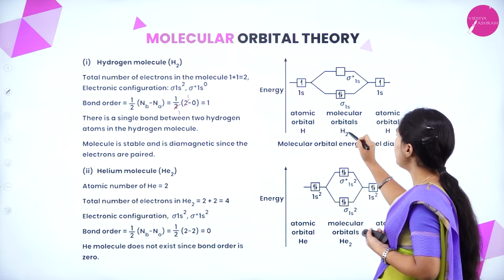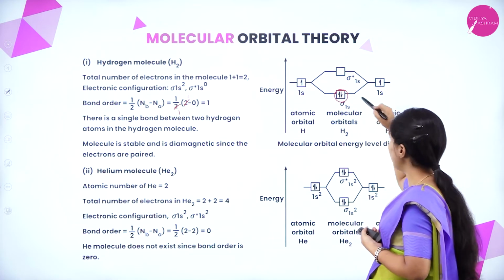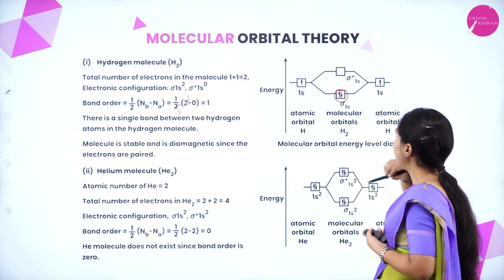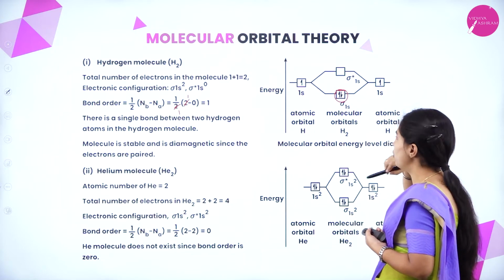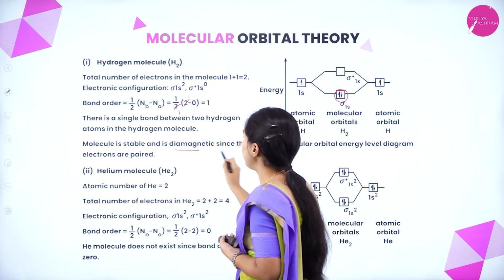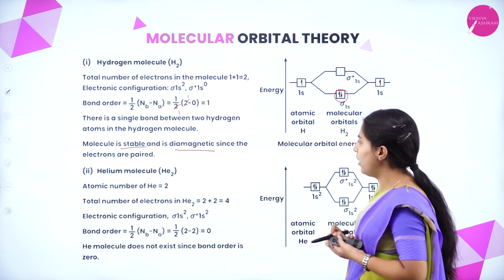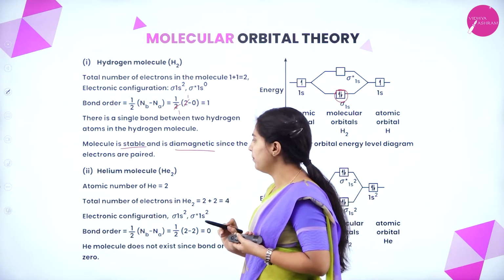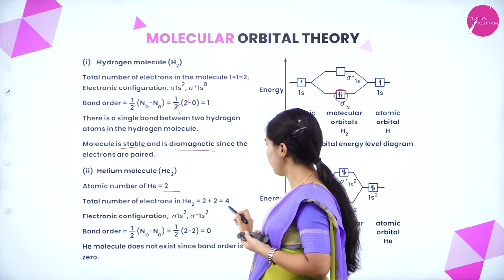See here, in the molecular orbital, the electrons are paired. So no unpaired electron is present in the molecular orbitals. So it is diamagnetic and a more stable molecule. Now the helium molecule, atomic number is 2. The total number of electrons is 4.